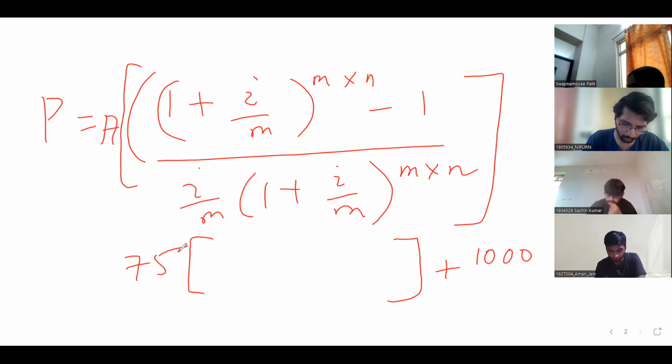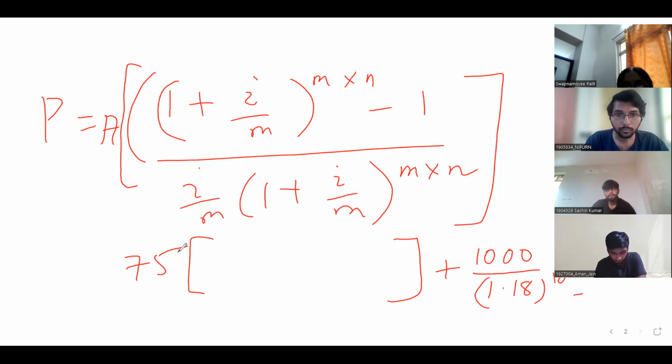What is the question? 1000 is there at the end of the 10th year. So for that, you have to discount it using the second formula, at 18%. You need not do anything else, because you get it in the last year, so you can directly discount. What is the answer, Aman? M's value would be 2, right? M will be 2 because it is half yearly. 875. Just tell you the answer.